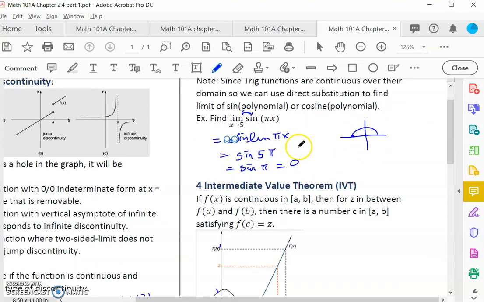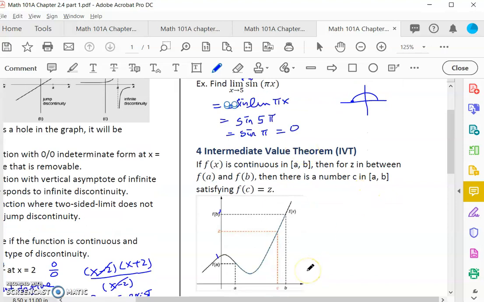So this is one use of the fact that sine and cosine are continuous: if they are continuous, you can use the composite function theorem to do limits.